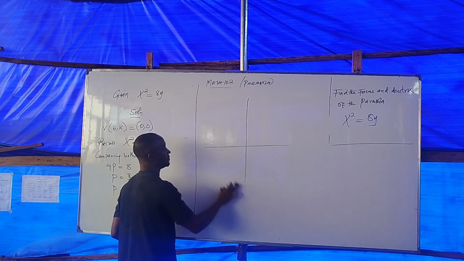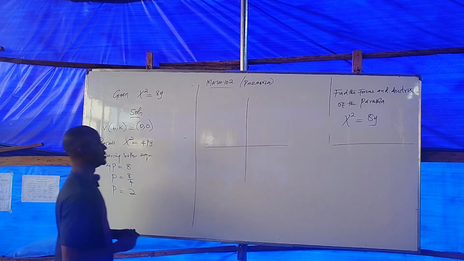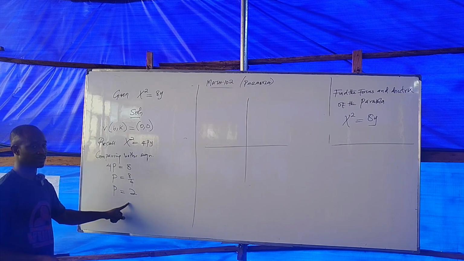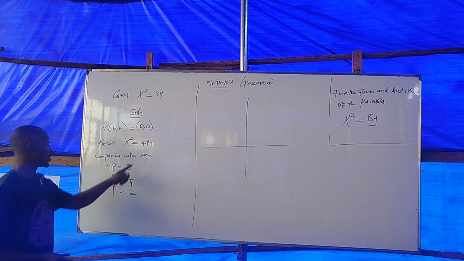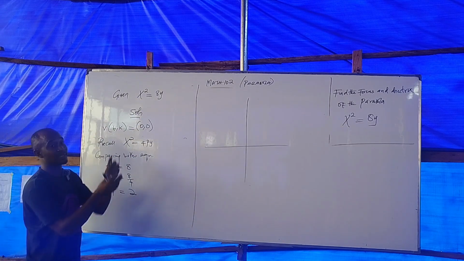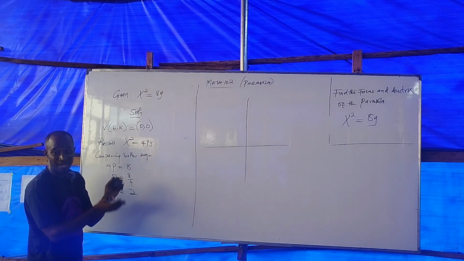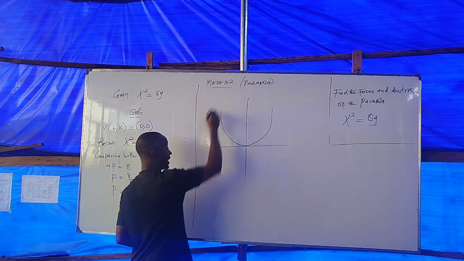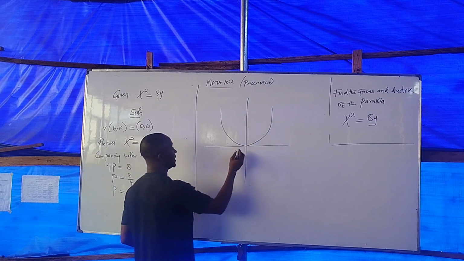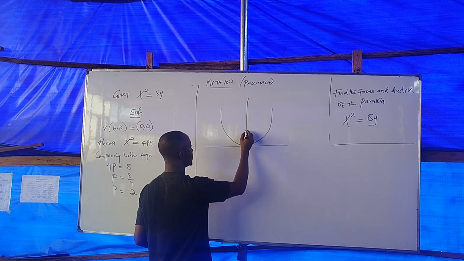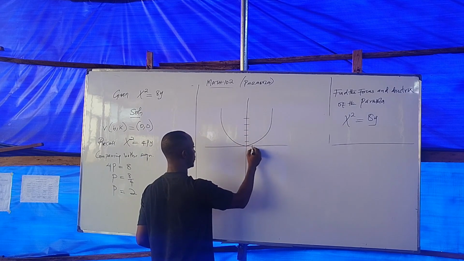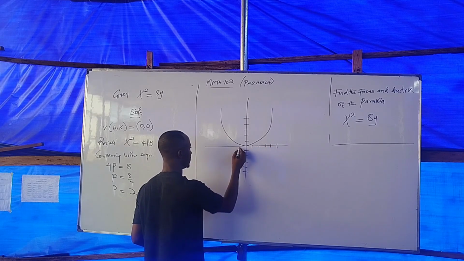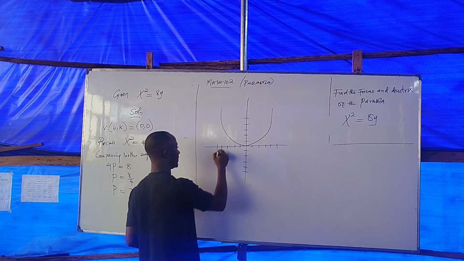Let's bring out the curve of this parabola. Our p is 2, right? The vertex is (0, 0). From here, it must enclose the positive y-axis. This is the graph here, right? You agree with me? So from here, we have 1, 2, 3, 4, 5 on each axis.